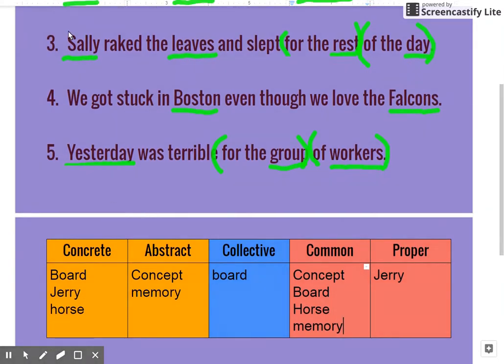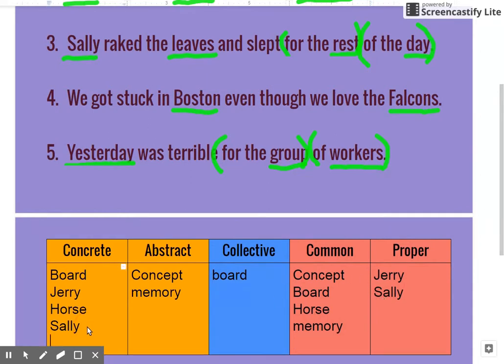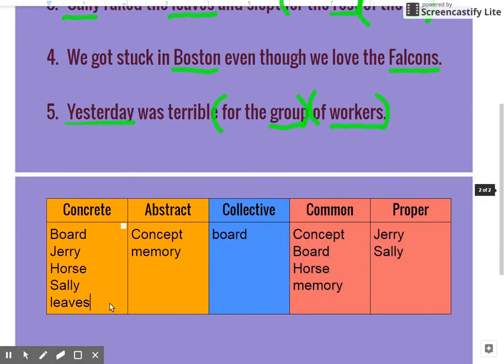Let's go to sentence number 3, Sally. Okay, Sally, like Jerry, is a concrete noun. You can see Sally. She's not abstract because she's concrete. She's just one person, so she's not collective. She's not common because she is a particular person. Her name is Sally. So Sally is going to be both concrete and proper. Now, Sally raked some leaves, and if she raked them, that means they can be touched, so they go in the concrete. And they're not abstract because they're concrete.